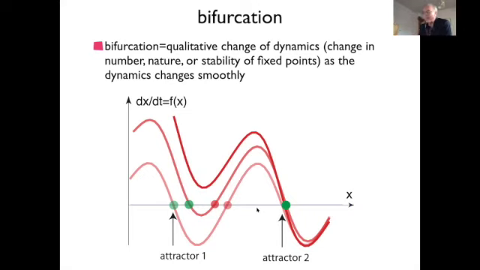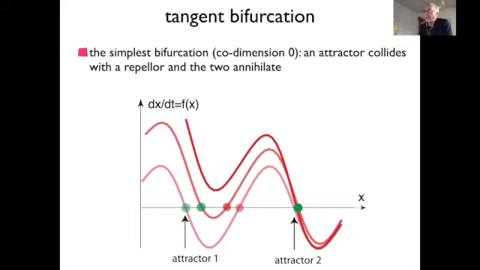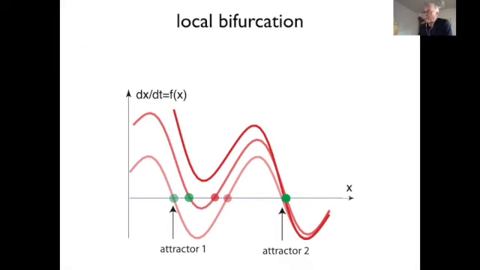So let's look at that in a little more detail. We call this the tangent bifurcation, the simplest bifurcation, codimension 0. I don't think I want to explain that here. So it's when an attractor and a repeller collide, and one way to look at that is to make a bifurcation plot. I call this local, and local has two senses here.